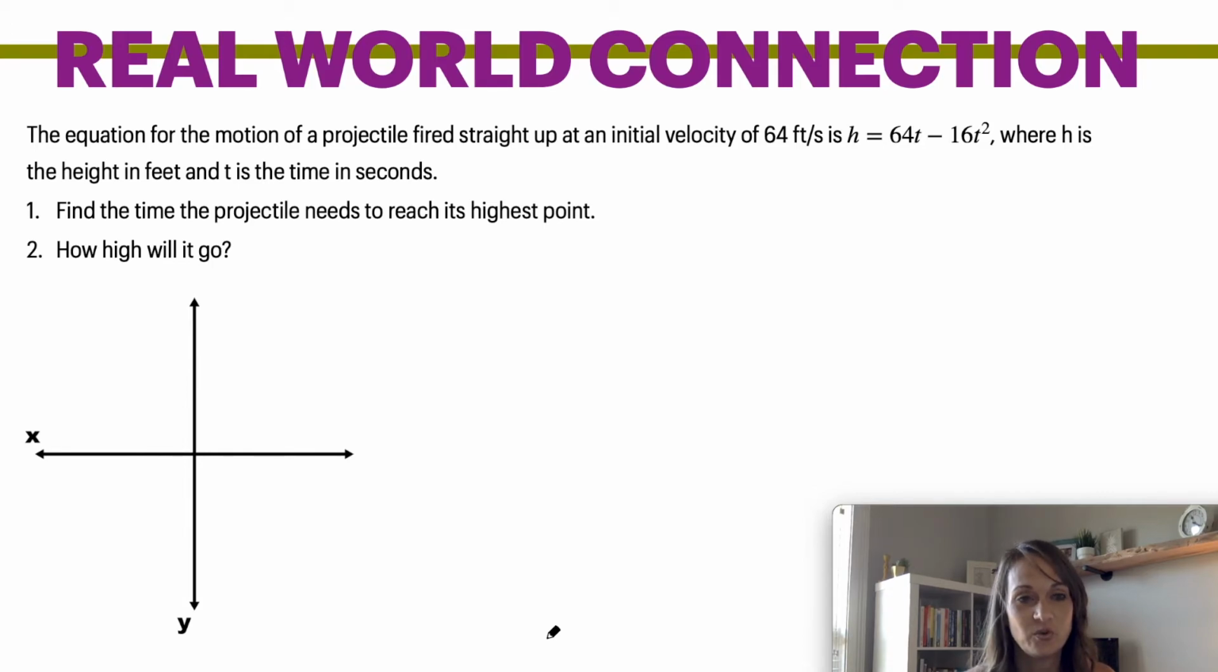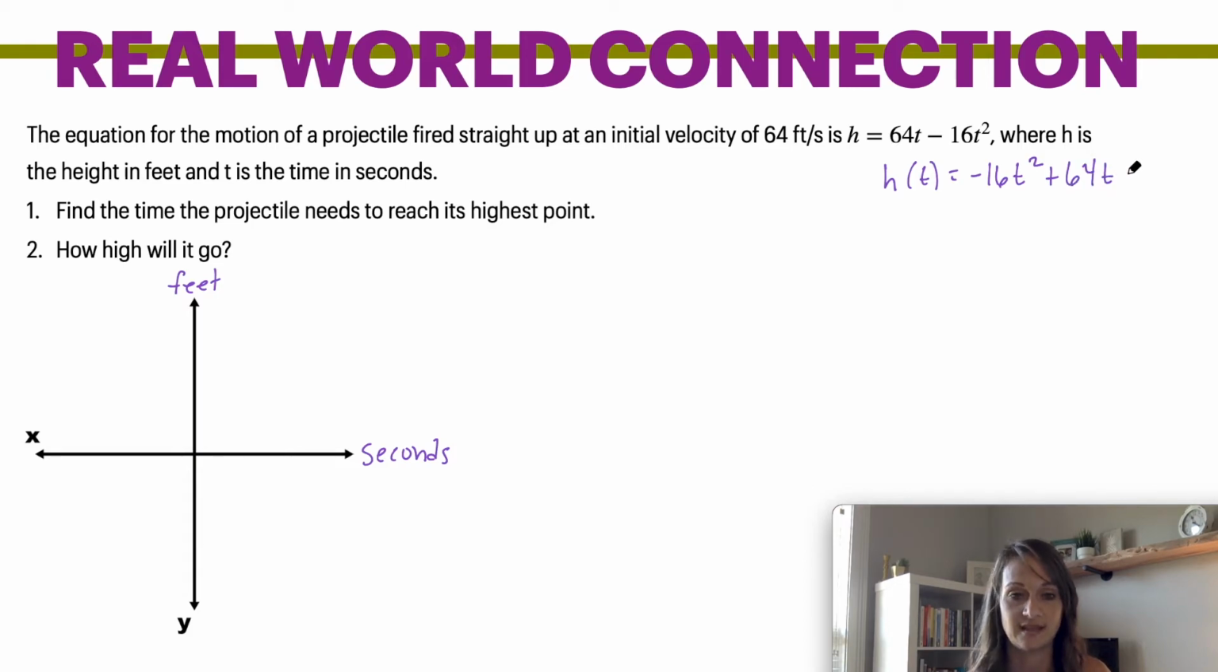Real-world connection. The equation of the motion of a projectile fired straight up at an initial velocity of 64 feet per second is represented by this function, where h is the height in feet. So we know that the y-coordinate is directed in feet, and this is directed in time, which is seconds. Now, first thing is, this is not in standard form. To make it in standard form, the -16t squared must go first, and the 64t must go second.